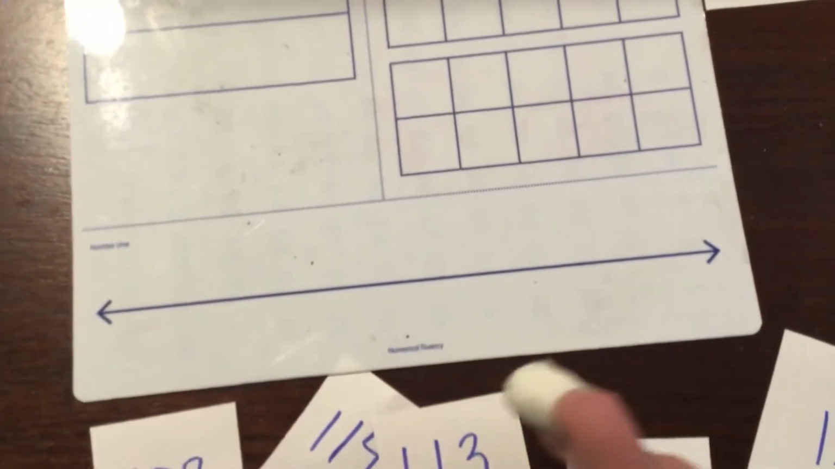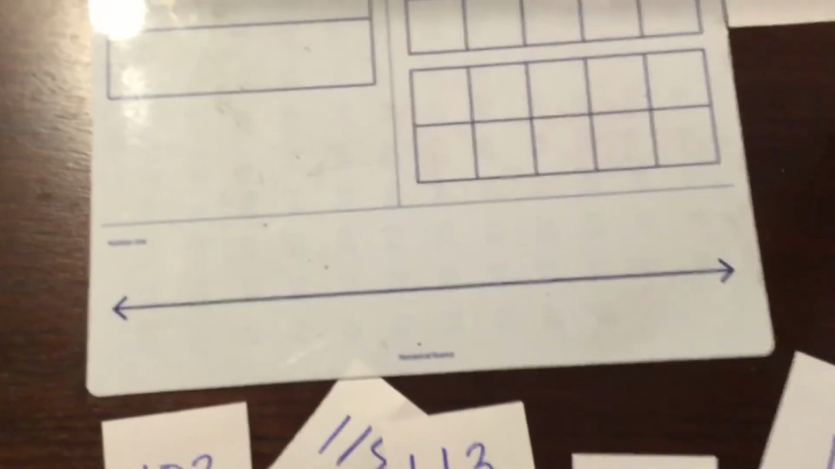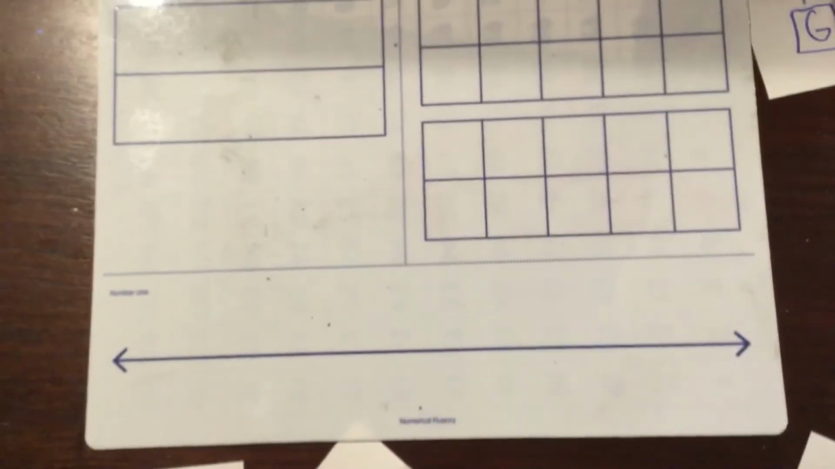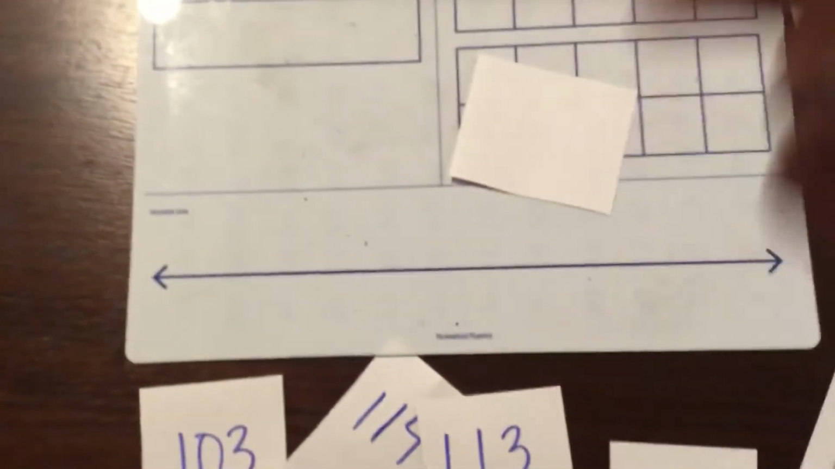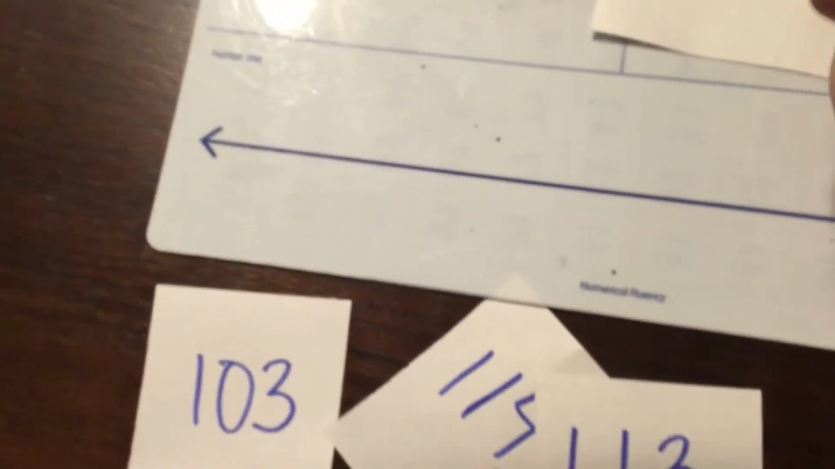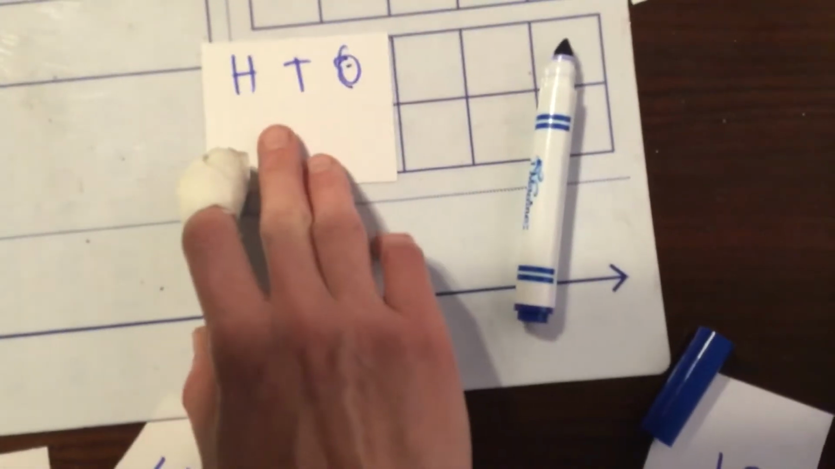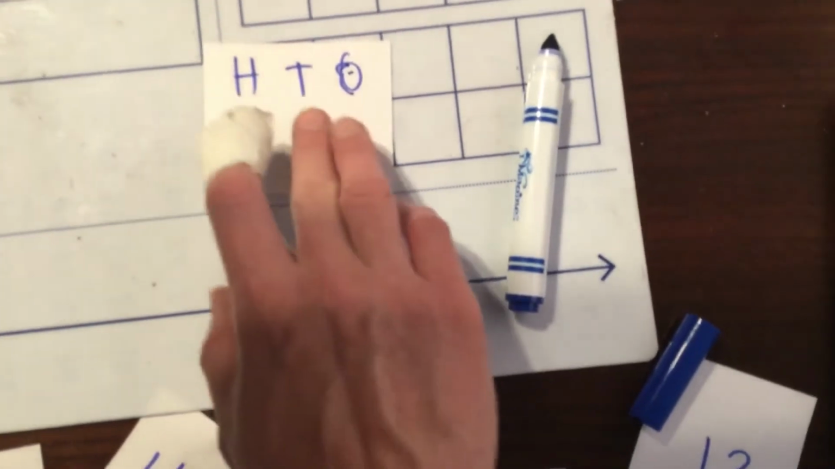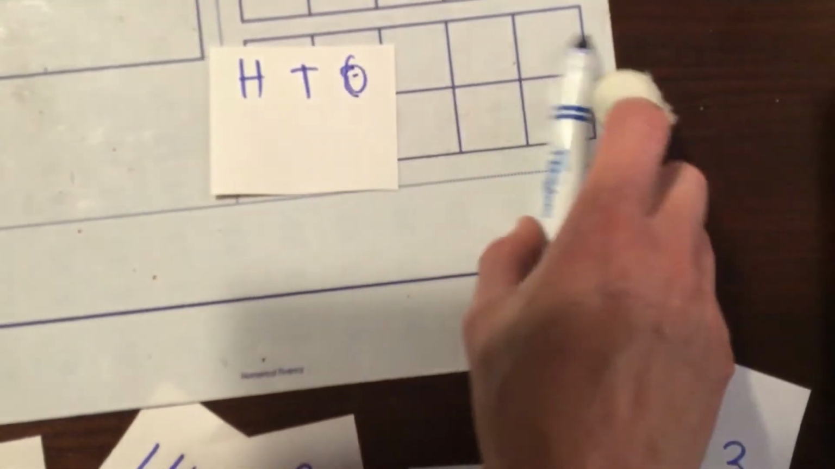When we look at each number, you want to keep in mind your hundreds, tens, and ones. So you always want to look at your hundreds, tens, and ones place value. Anytime you look at a number, you should ask, how many hundreds does it have, how many tens does it have, and how many ones does it have?